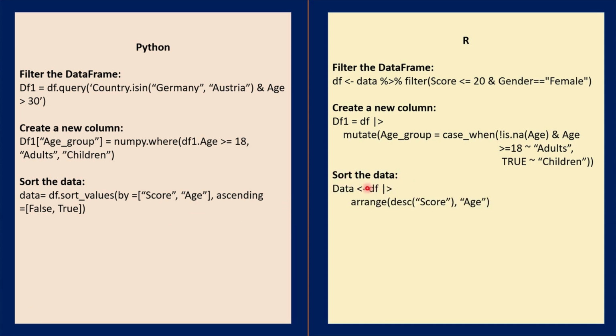And how can we do it in R? So we call the data frame and we call the arrange method, and you're sorting the score with descending, and the age we are keeping as ascending. So in this way you can simply sort your data.